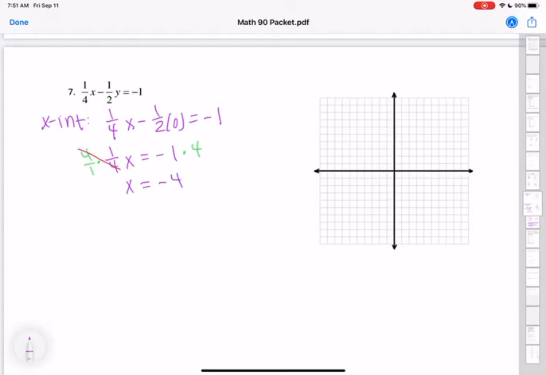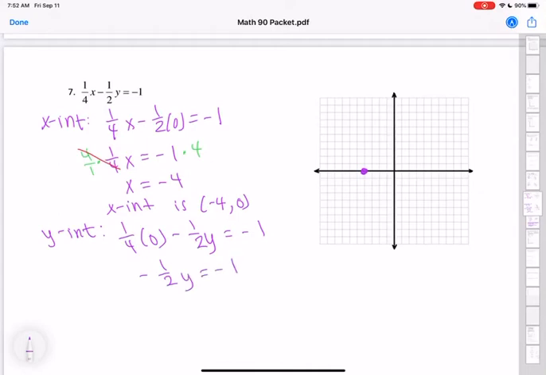So it means our x-intercept is at -4, 0, which on my graph is about there. For my y-intercept, replacing x with 0, so I have 1/4 times 0 minus 1/2 y equals -1. 1/4 times 0 is 0, so I have a minus 1/2 y equals -1.